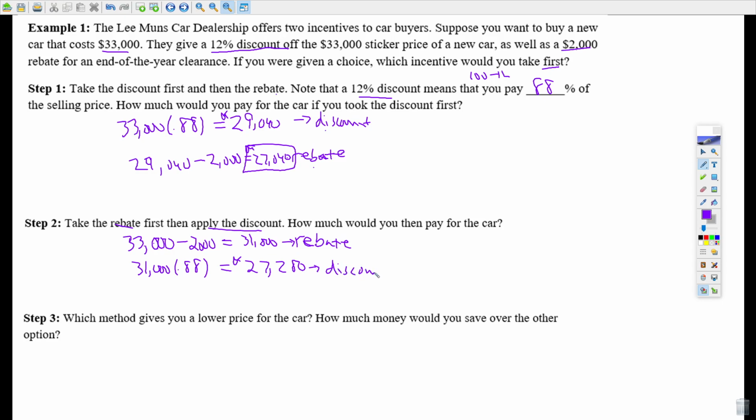So clearly, one, it matters which one you would choose, right? It's not just going to come out to be the same. And most likely this won't come out to be the same ever. So which one you should choose is probably something you should figure out yourself, right? We pay $27,040 here, pay $27,280 here, significantly more money, right? So which method would give you the lower price for the car, and how much money would you save over the other option? So clearly, doing rebate then discount is better. Or I'm sorry, discount and then the rebate is better. So which one's better? Discount, then rebate.